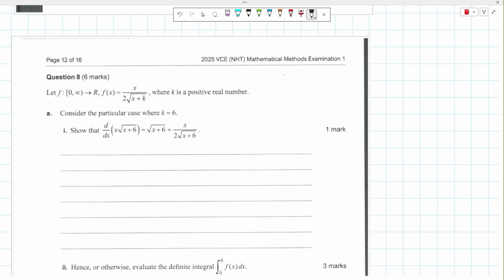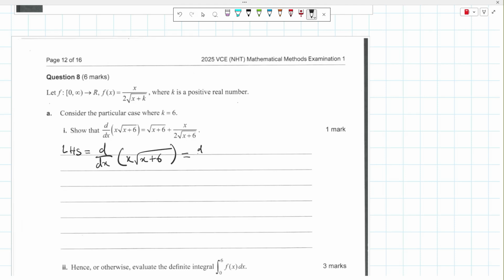Show that the derivative with respect to x of x times square root of x plus 6 is equal to square root of x plus 6 plus x over 2 times square root of x plus 6. That's a mouthful, right? But for these show that questions, usually we want to focus on the left-hand side, which is the derivative of x times square root of x plus 6.